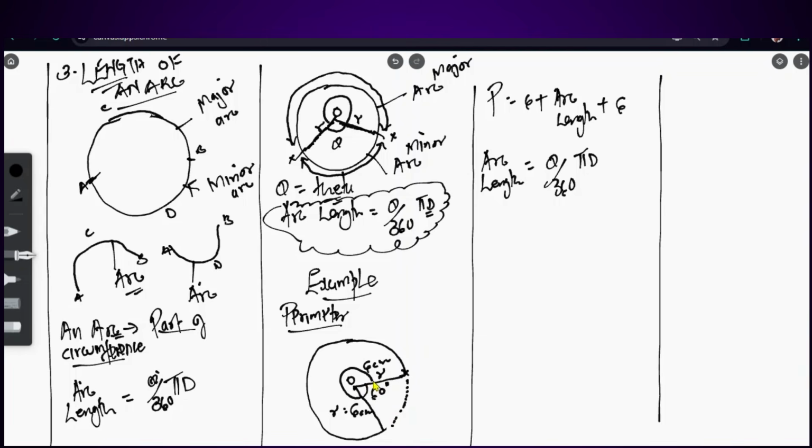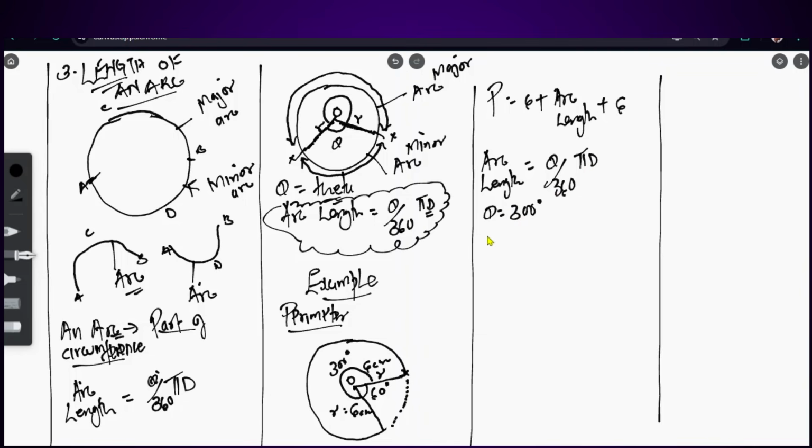Okay, so I know that the whole angle at a point is supposed to be 360. But if this one is 60, then the remaining part is the angle subtended by the major arc. So if I take 360 and minus this 60, my angle will be 300 degrees. So therefore, theta is 300 degrees.